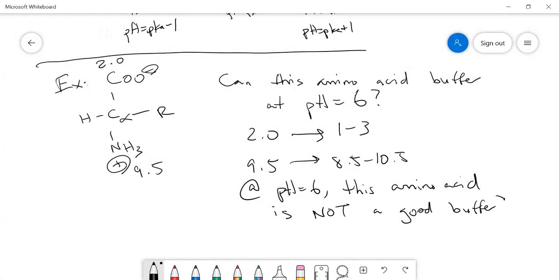Now, this doesn't mean that it's not a good buffer in any situation. If I instead asked you, can it buffer at a pH of 9.5, then you're going to say yes, it can. But because we're asking specifically at pH 6, we're going to say that this is not a good buffer at that specific pH. If the idea of pKas versus pHs confuses you, I'm going to make another video on pH versus pK, but hopefully this helped on this idea.